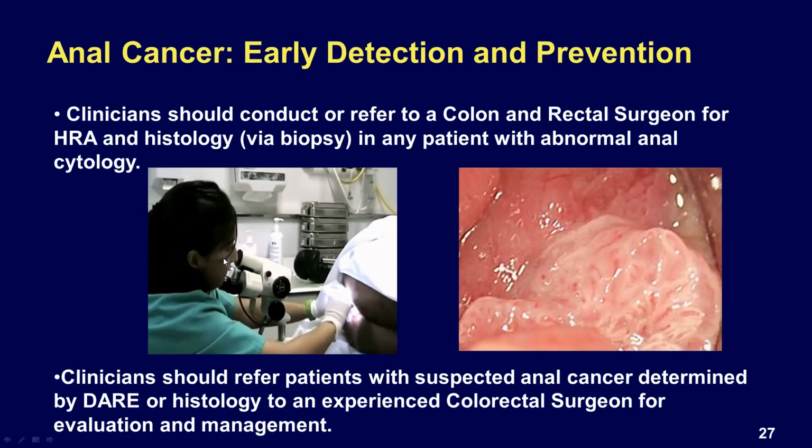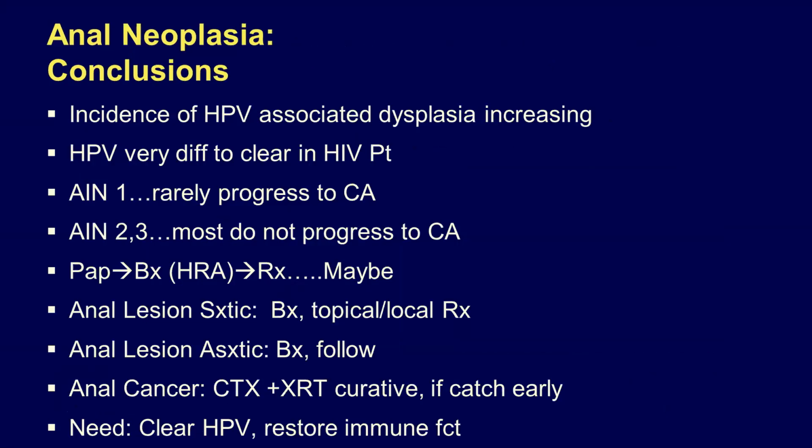We are looking at annual examinations, anal pap smears every year, and if it is abnormal, they can be referred to a colorectal surgeon or an HIV specialist to perform a high-resolution anoscopy exam. So in conclusion, HPV infection, or human papillomavirus infection, is associated with the development of anal cancer in more than 90% of cases.